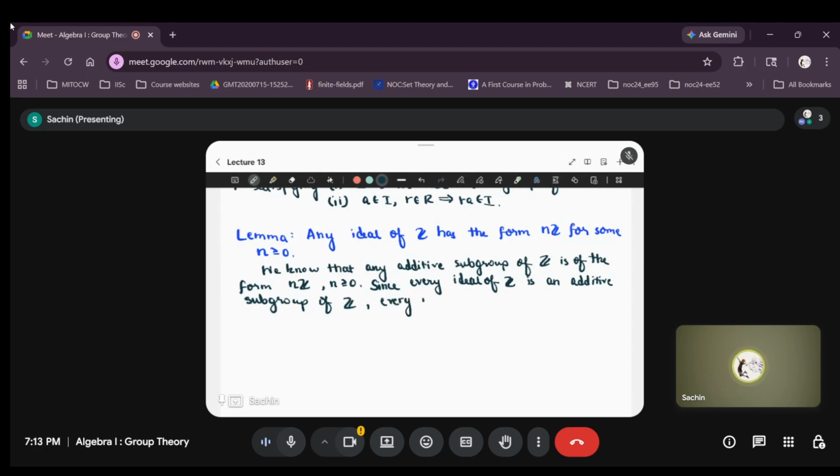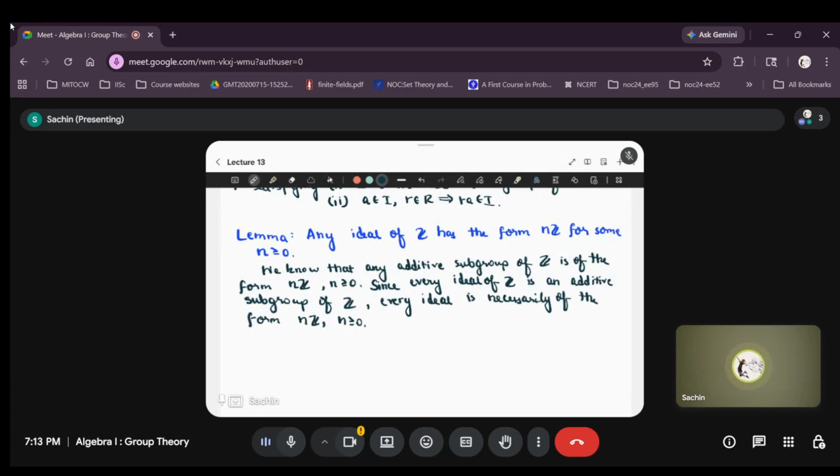Every ideal is necessarily of the form nZ, n greater than or equal to 0. So every ideal has to be of this form.